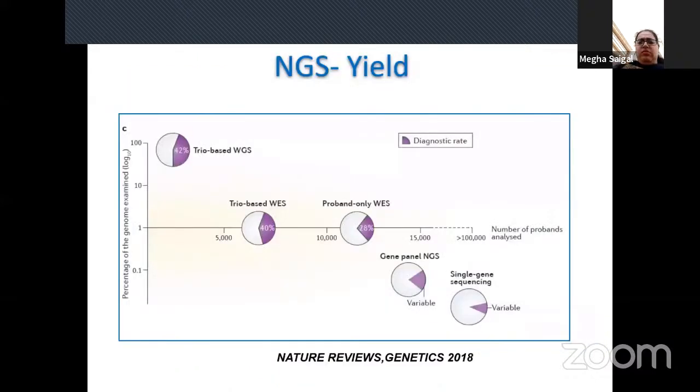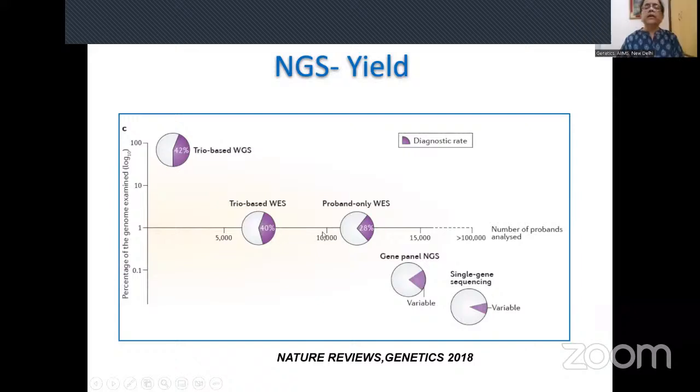Now, when we talk of the yield by NGS, because I talked of trios versus solo sequencing: if you are doing trio-based whole genome sequencing and trio-based whole exome sequencing, the yields are almost similar, though some recent studies indicate that probably for genome it would be higher. So they are almost comparable, 40–45%, whereas proband only is about 28–30%. And if you have panel-based testing, then it would depend on the panel which you have selected and how tightly you have recognized the phenotype.